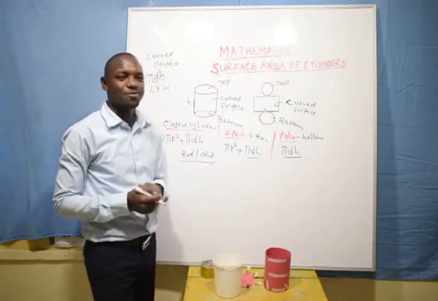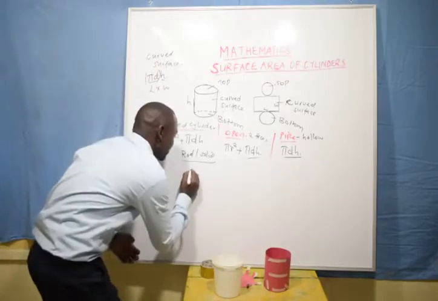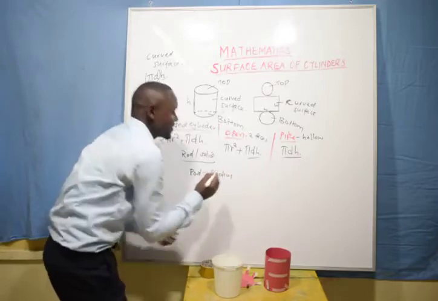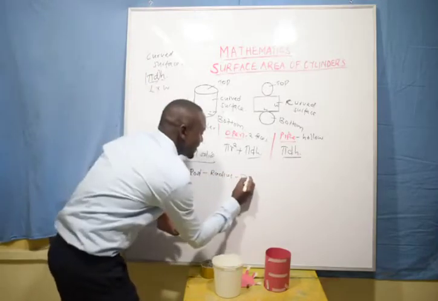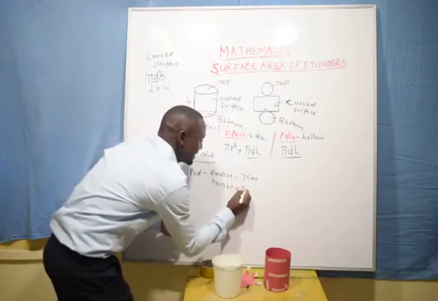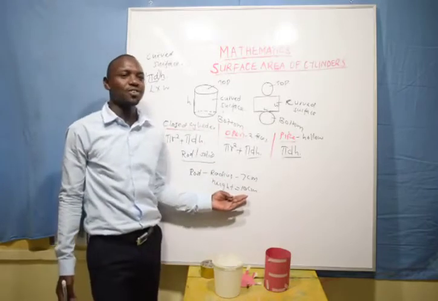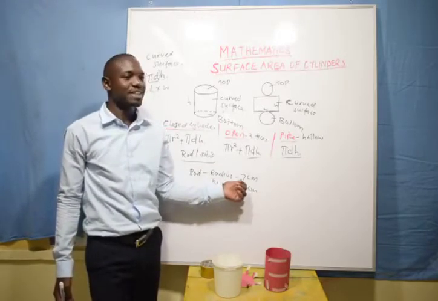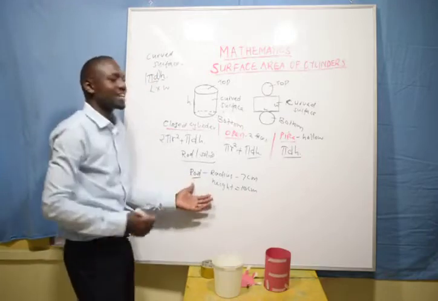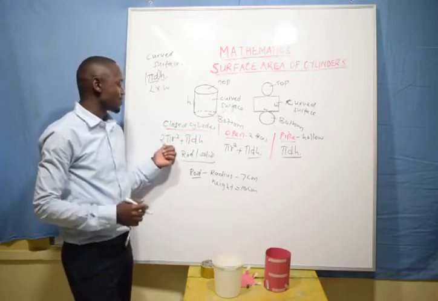I will do one example for you. Calculate the surface area of a rod of radius 7 centimeters and height 10 centimeters. Because it is a rod, we take the surface area of a closed cylinder using the formula 2 pi r squared plus pi dh.